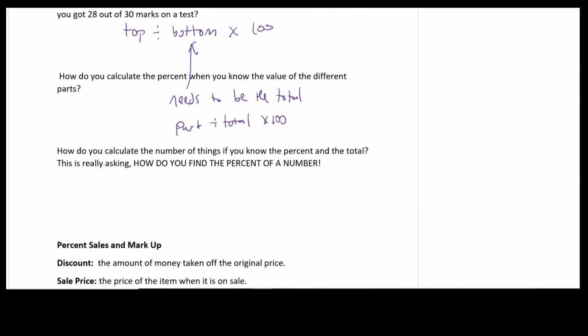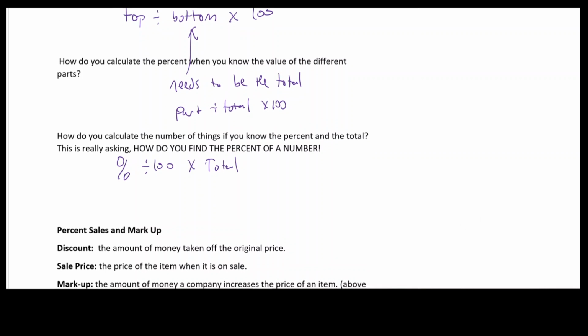How do you calculate the number of things if you know the percent and the total? This is really saying how do you find the percent of the number? Well, you take your percentage, you divide by 100, that gives you the decimal version of that percent, and then you times that answer by the total, and that will give you that part. That's like we did the 30% in that last question there.